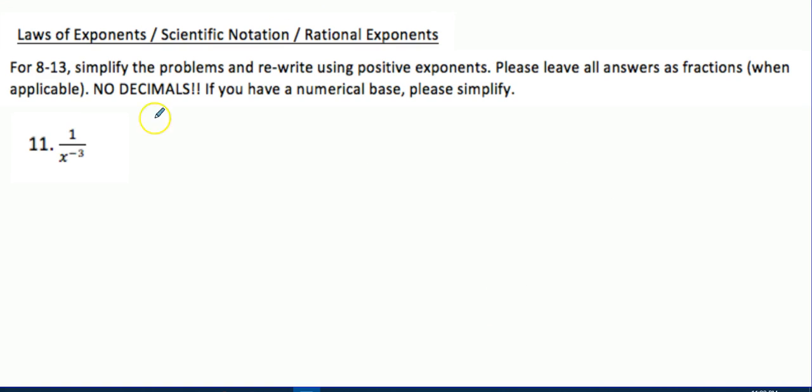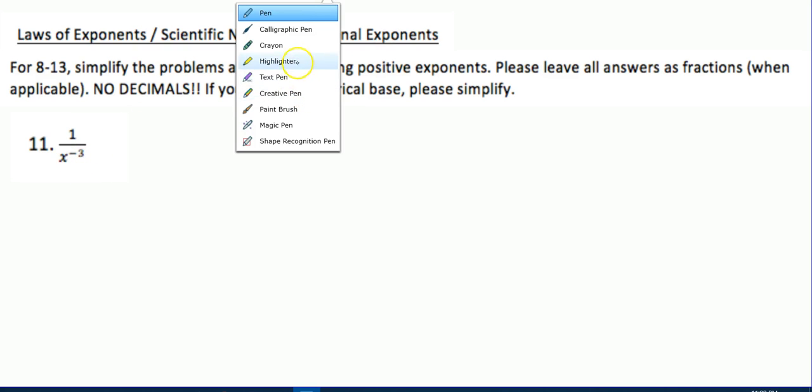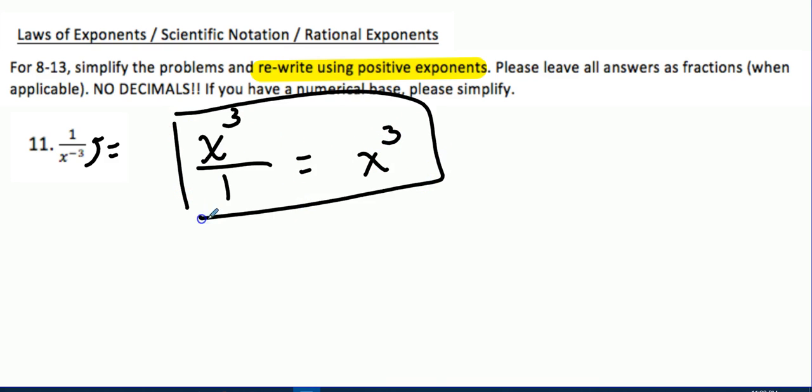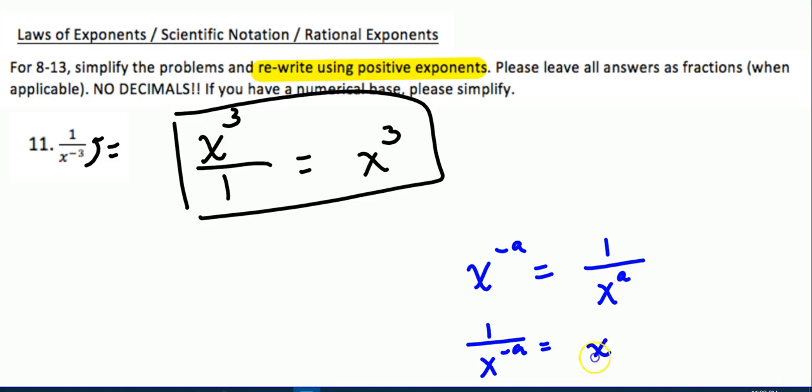In number 11, we don't usually like to have negative exponents in the bottom. And again, the instructions say only positive exponents. So we send it to the top, and we change the exponent sign. So if you want to do x to the 3rd over 1, or just x to the 3rd, either answer would be fine. Please keep in mind this is a formula: when you have x to the -a, it's 1 over x to the a, or if you have 1 over x to the -a, it's x to the a. And this is going to be on your formula sheet.